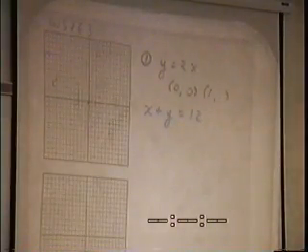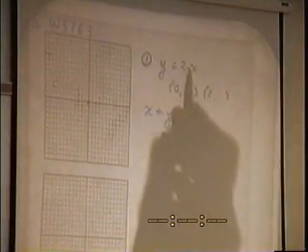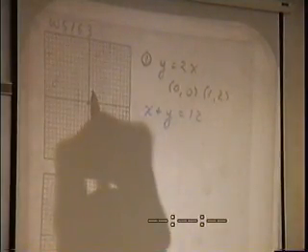Now I have two choices to get my next point. I can choose a 1 for my x, and that's going to give me 2 times 1 for y, which is 2. And I can graph 1, 2.